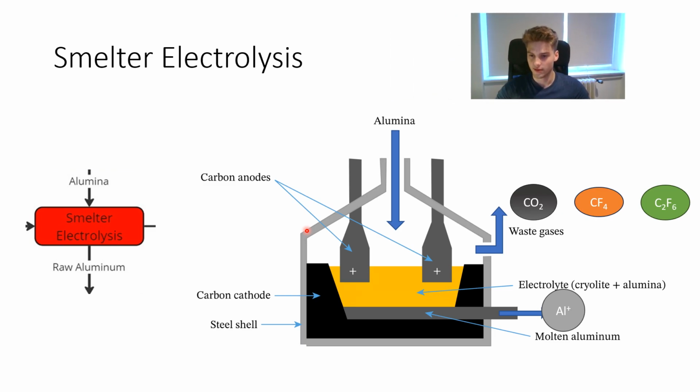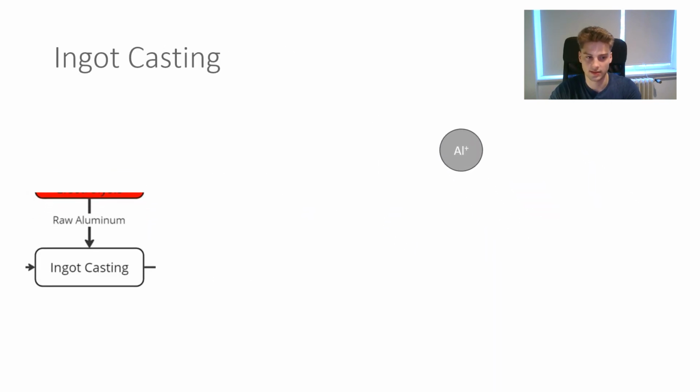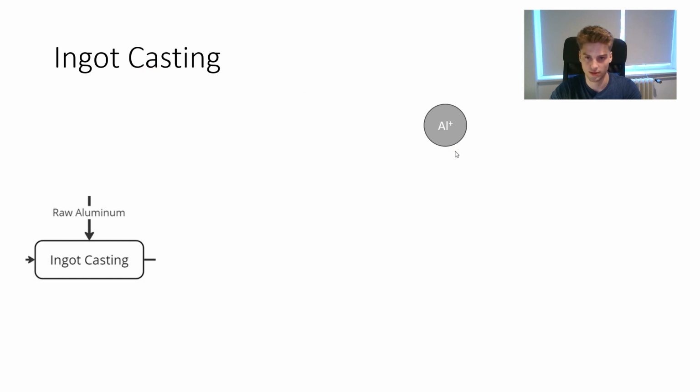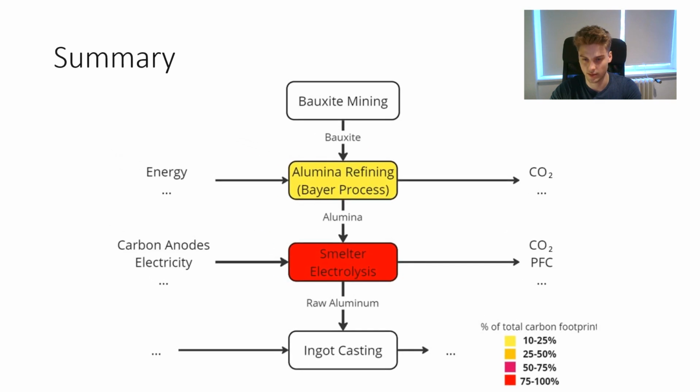Getting further in the production chain, we now have these waste gases and also the molten aluminum. And so the last step is ingot casting, where this aluminum is just cast into the form we want. So there's not much interesting stuff for us to cover here. So we can just neglect that from the environmental perspective in the bigger picture.